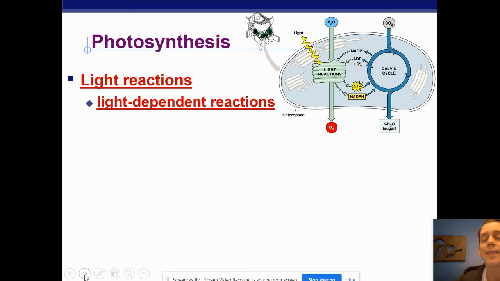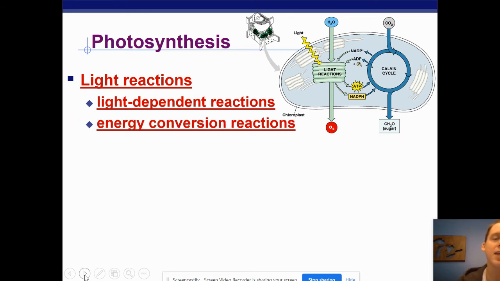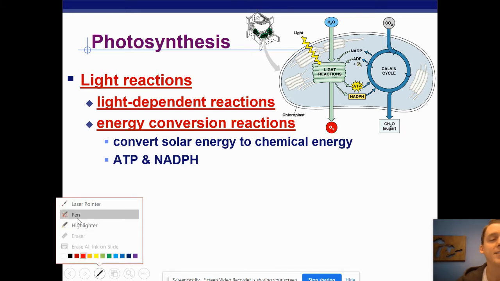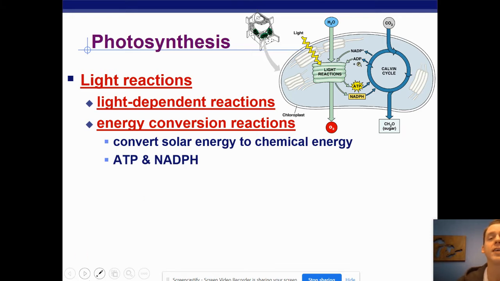All right. Photosynthesis is made up of two different reactions. The first one is the light reactions, which should be called the light-dependent reactions because they depend on light. These are the energy conversion reactions. The light reactions take light energy and convert it into something chemical. Specifically, the light reactions make ATP and NADPH. And you see that right here. The light reaction makes NADPH.